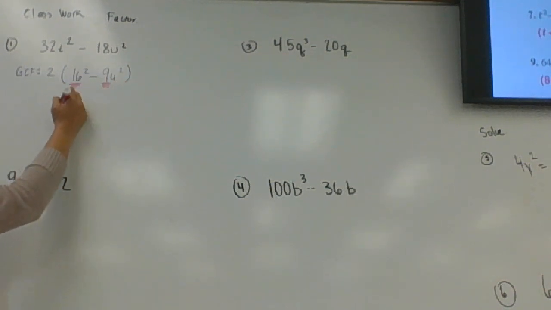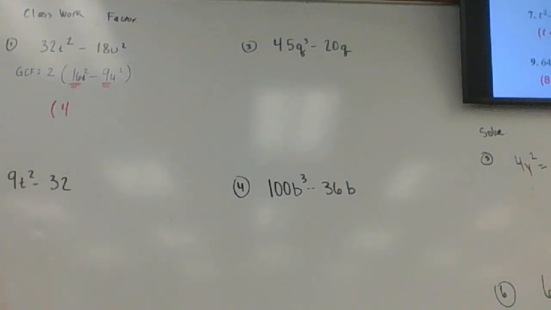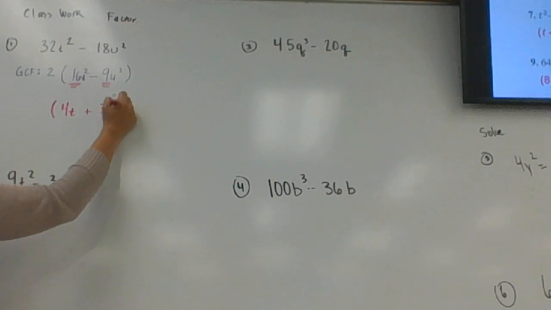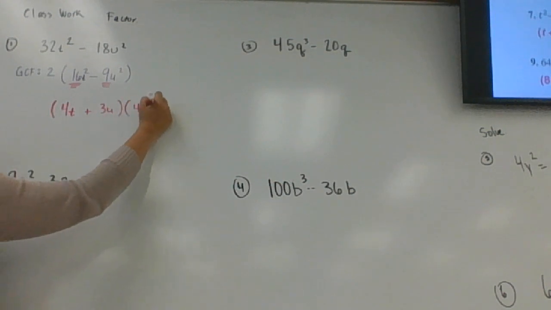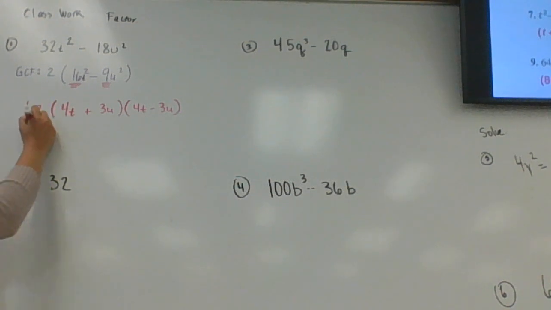So I'm very happy with taking that 2 out. Sorry, I missed the T. I'm very happy with taking that 2 out, because now I can square root 16 to get 4, and I can square root 9 to get 3. The 2 stays out front.